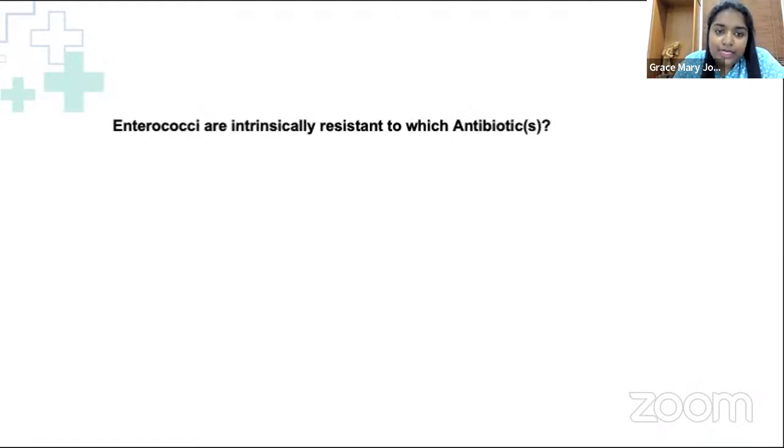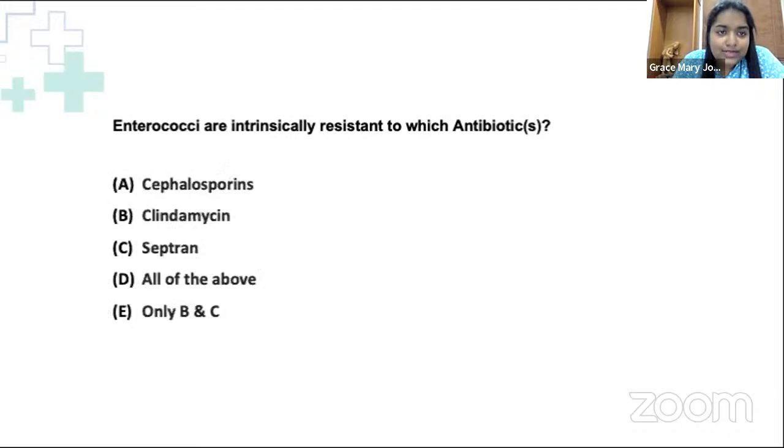Now, there is one other question that I would like to ask you. Enterococci are intrinsically resistant to which all antibiotics? Is it cephalosporin? Is it clindamycin? Is it Septran, which is cotrimoxazole or sulfamethoxazole trimethoprim? All of the above or only clindamycin and Septran? Kindly note down your answer. Let's see how many you will get right.